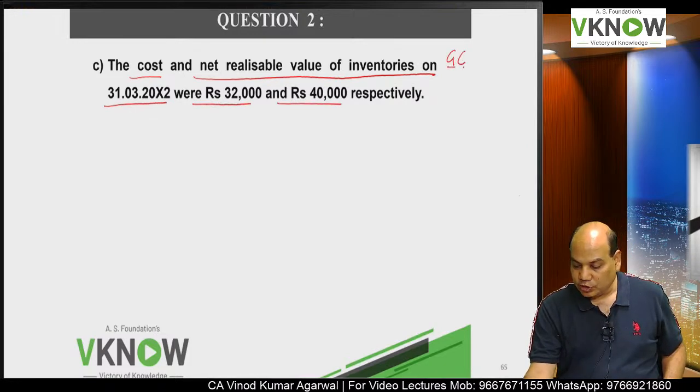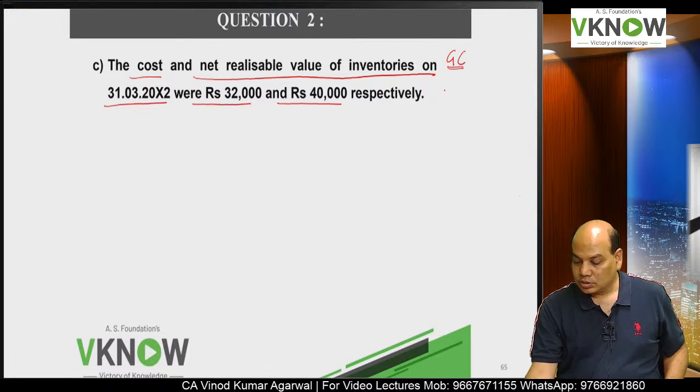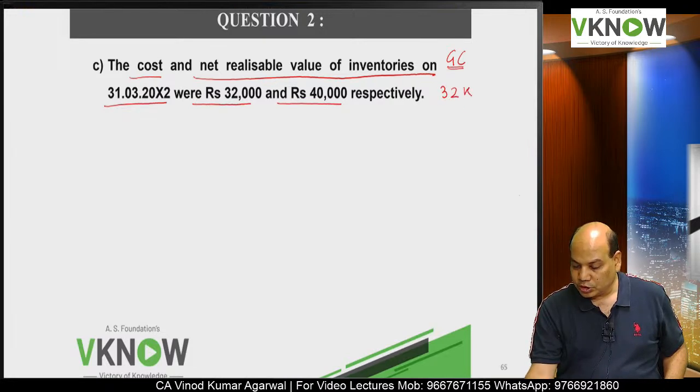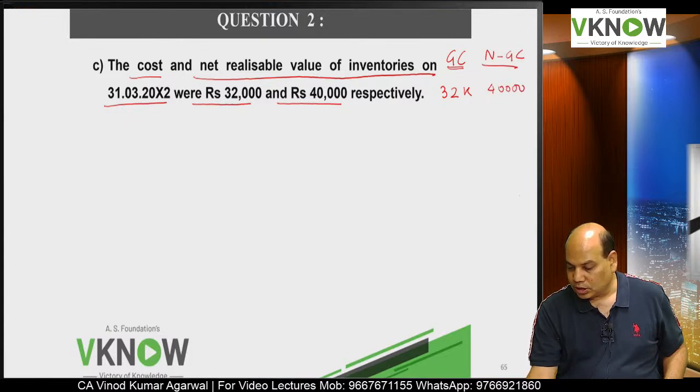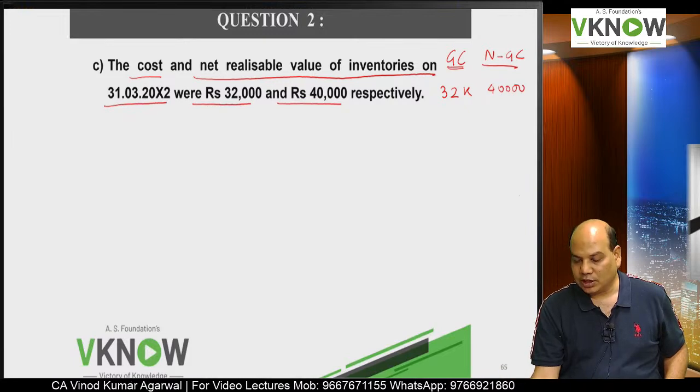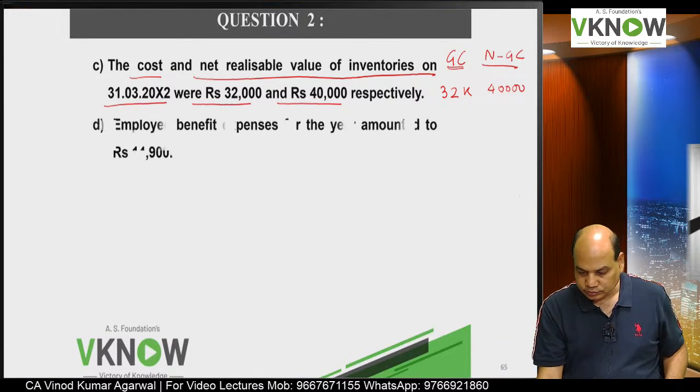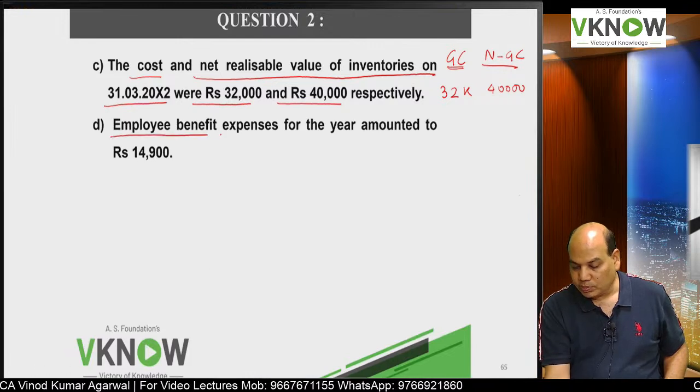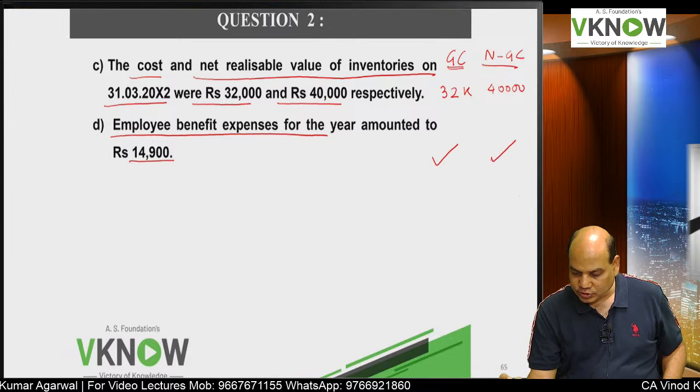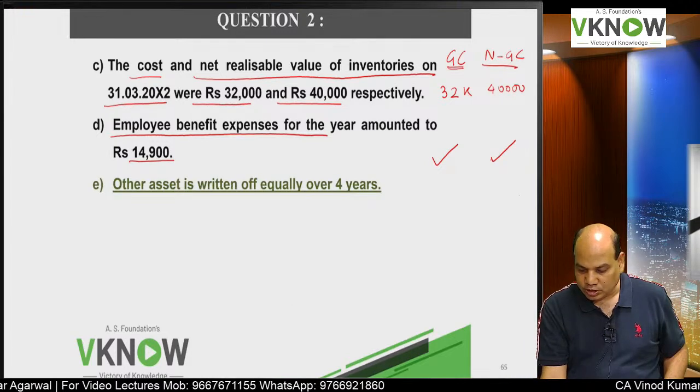Reply, if it is going concern, 32,000, then lower of the two, 32,000. If it is non-going concern, then I'll take 40 in the answer and 40 in the balance sheet, 40 in P&L account also. Employee benefit expense is 4,900, same, no difference in P&L account.